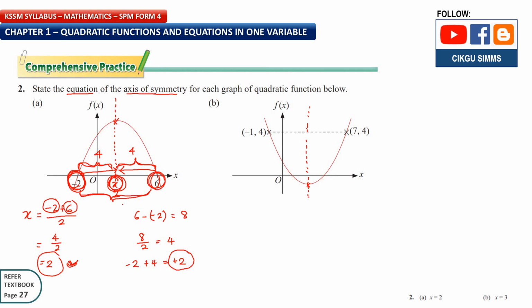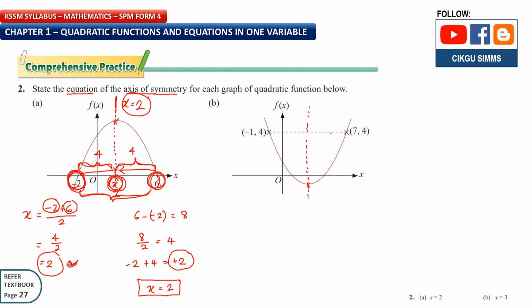Okay. So you find that x is 2, and then you need to state the equation. For this line, every point has x equal to 2. So x equal to 2 is the equation for the axis of symmetry. So the final answer is x equal to 2.